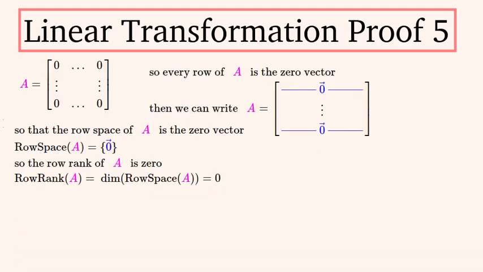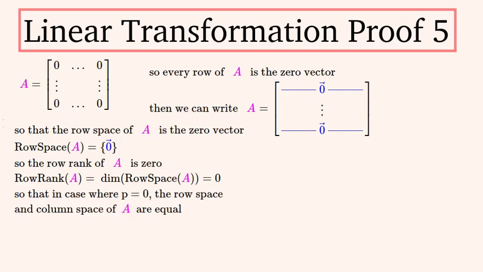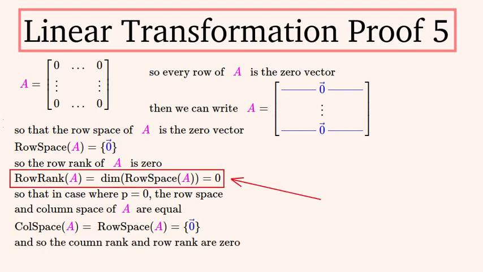I'll just make more room on the screen by scrolling it up about halfway. So the row and column spaces are equal to each other and to the set that only contains the 0 vector. I'll just write this out more formally in math language. And because their row spaces are equal, then their row ranks must be equal and equal to 0. I'll just write it out here more formally.